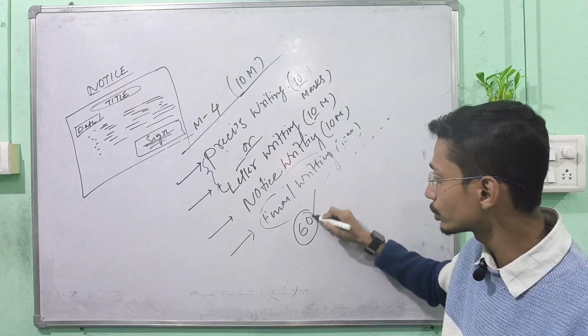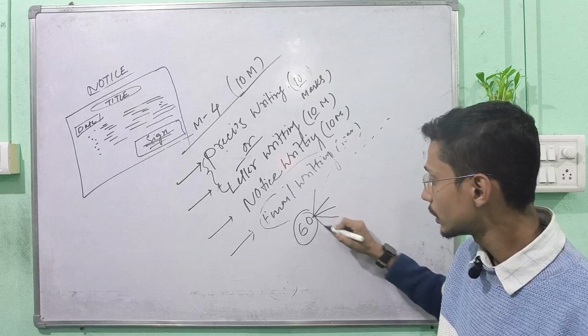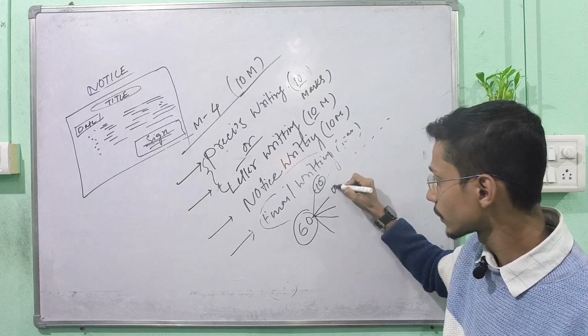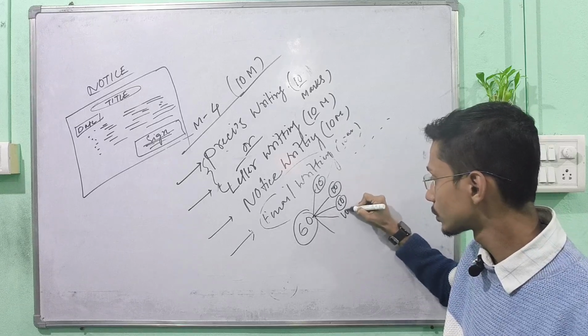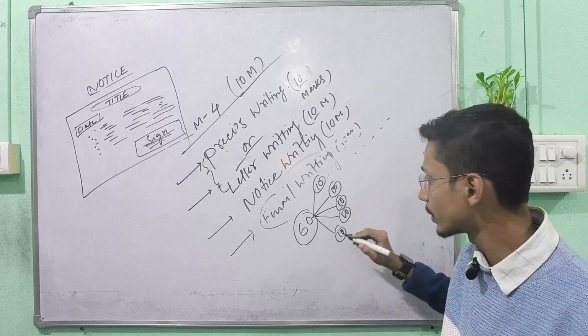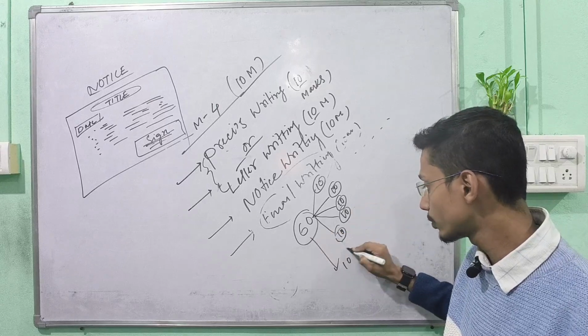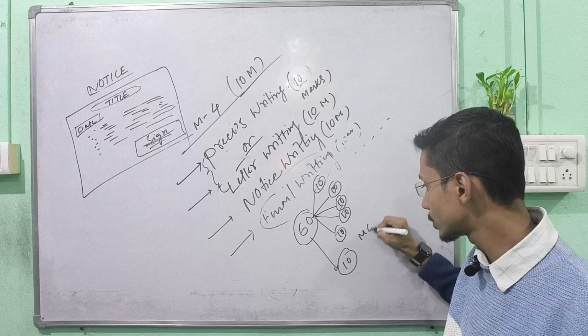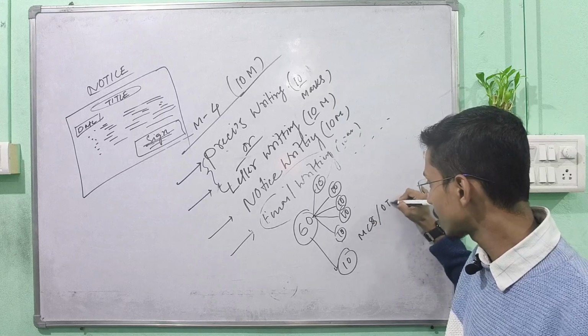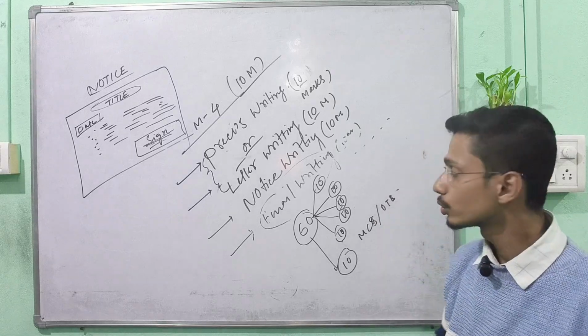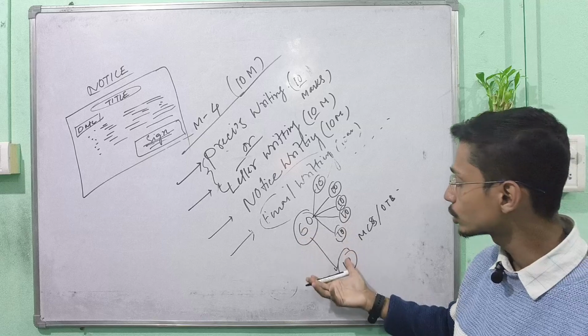There are total 5 modules, each module will carry 10 marks. So how much marks will be there? Total 50 marks, and the remaining 10 marks will be 1 mark questions, means MCQ type questions or objective type questions, okay. So we have to recall all those patterns.